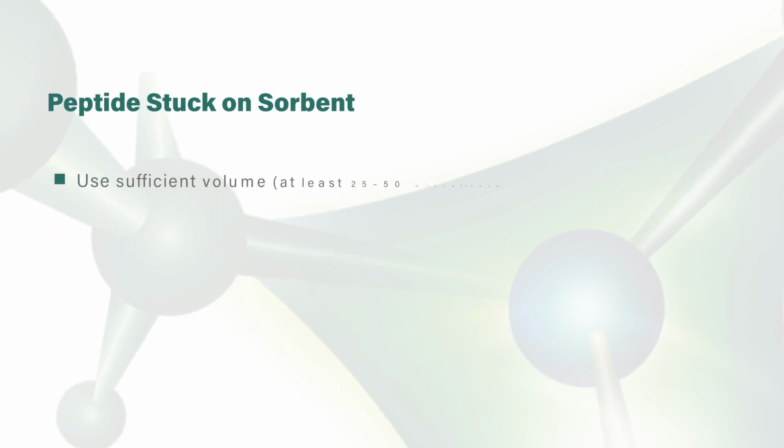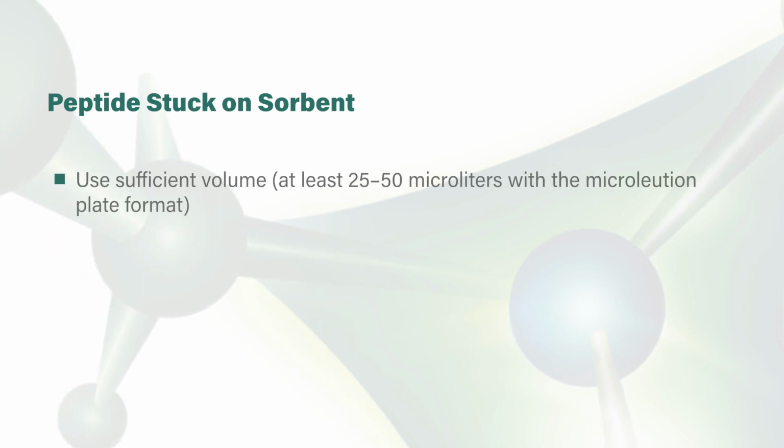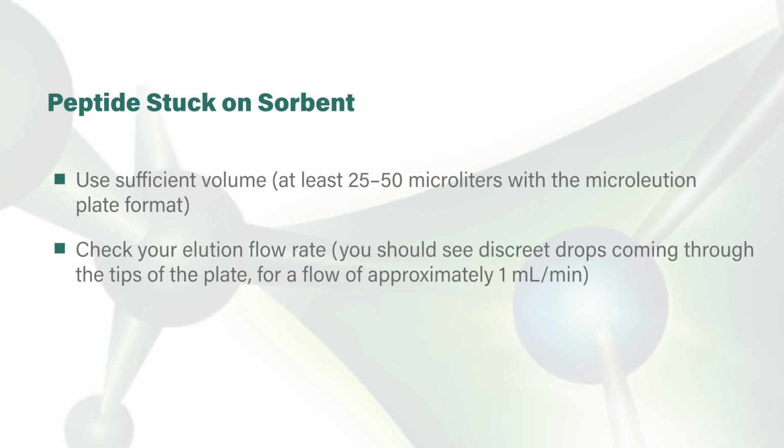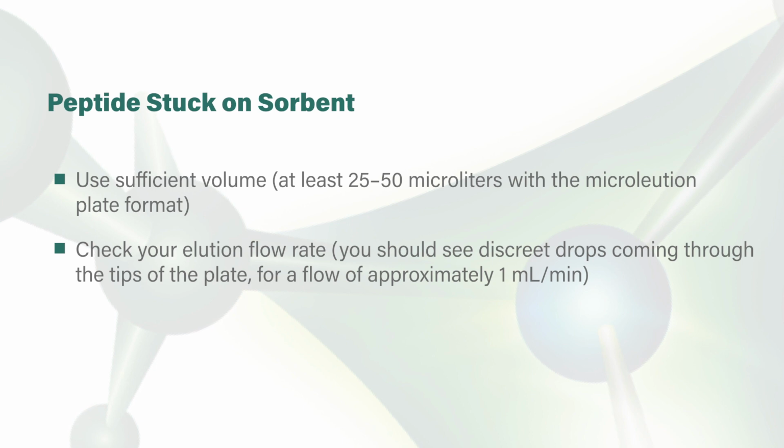Make sure that you're passing enough volume through the sorbent to fully elute your peptide. Make sure you use at least 25 to 50 microliters with the microelution plate format. Check your elution flow rate. The flow shouldn't be too fast, or you're not allowing enough contact time between the elution solvent and the sorbent to allow for complete elution. You should be able to see discrete drops coming from the tips of the plate for a flow rate of approximately 1 mL per minute.